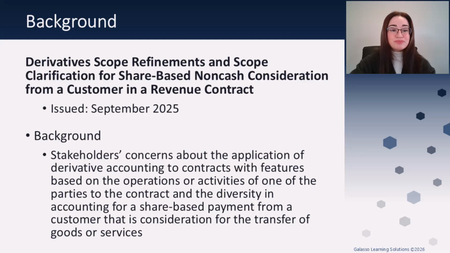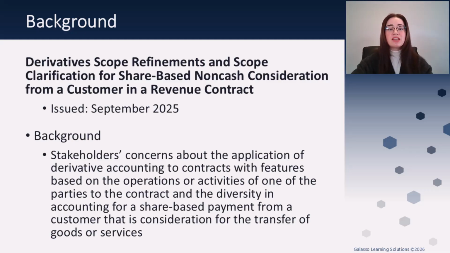Now, issue number two is there was also diversity in practice in how entities accounted for share-based non-cash consideration from a customer, such as warrants or shares, when that consideration is in exchange for goods or services. So what are some examples of this? This could be things like company shares or stock options or warrants potentially that are transferred to a vendor in exchange for goods or services. These instruments are often also contingent on performance obligations, such as achieving specific sales volumes or certain product milestones.